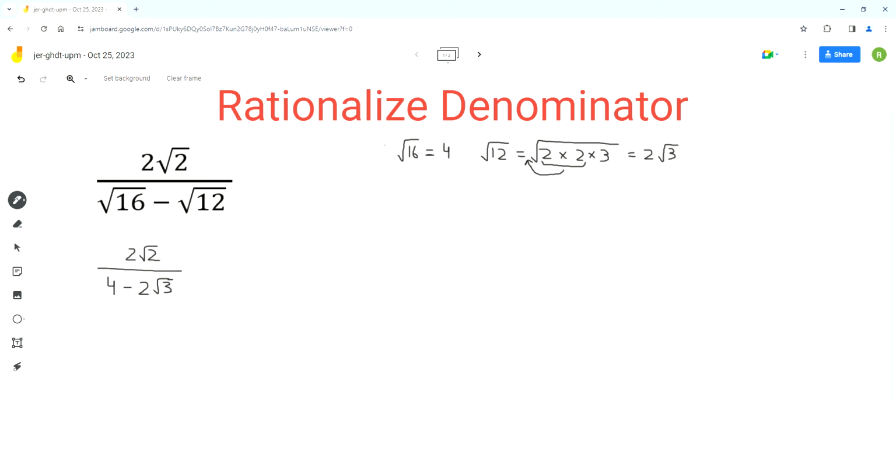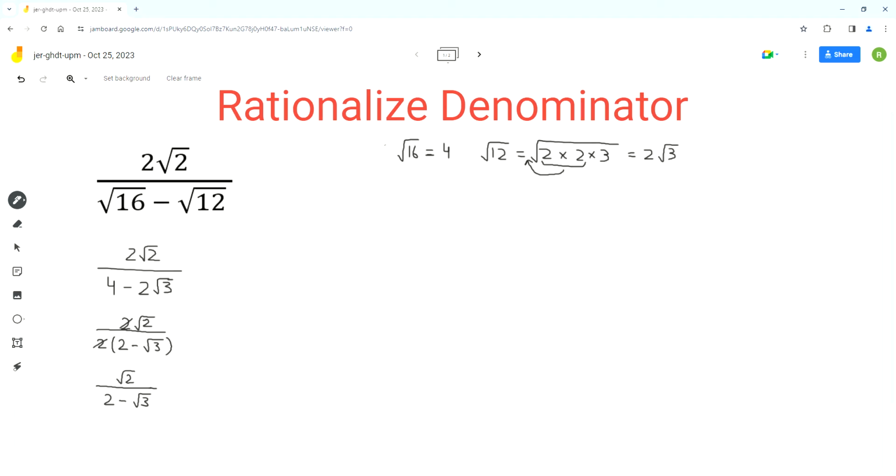So our next step is 2 times square root of 2 in the numerator, which stays the same, over, and we factor out a 2 in the denominator and we get 2 minus square root of 3. Now we can cancel out the 2's. So we are left with square root of 2 over 2 minus square root of 3.